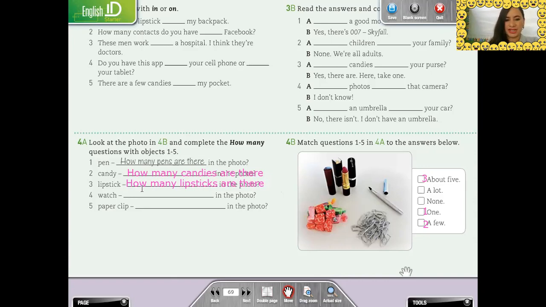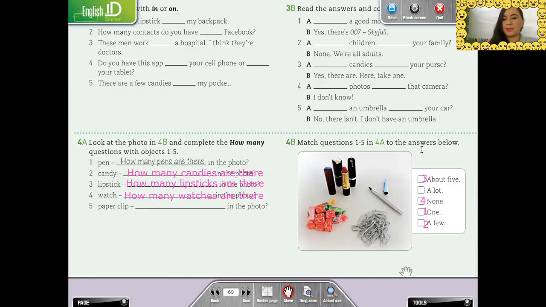Number 4, watch. How many watches are there in the photo? How many watches? Very good. How many? None. None. Very good. That's number 4.